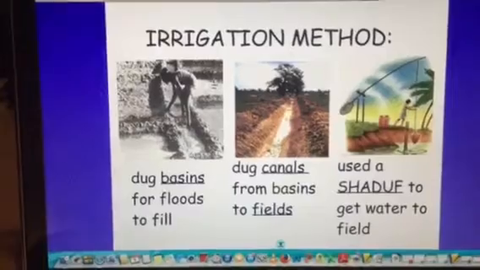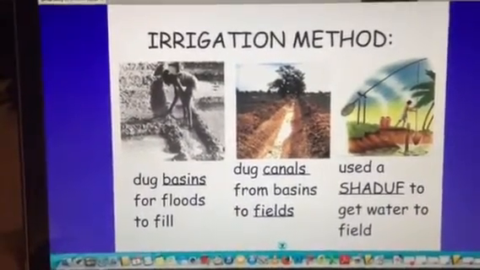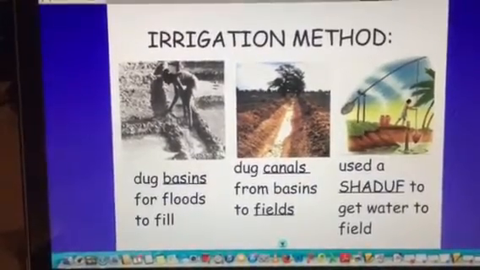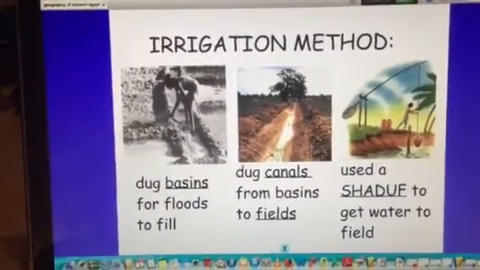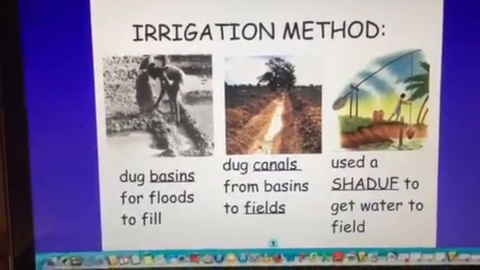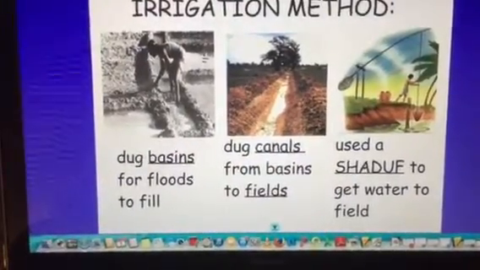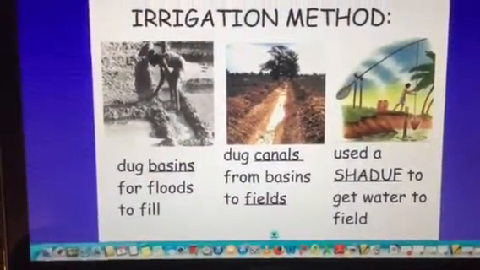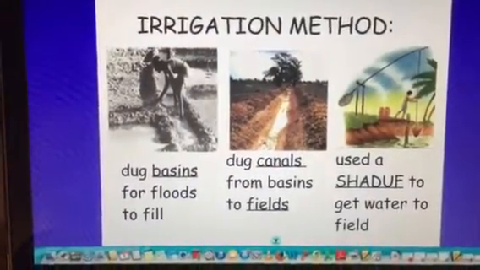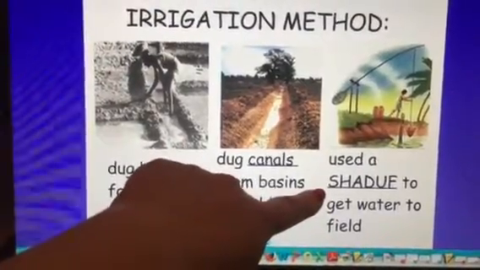Egypt had an irrigation method. They dug basins for the floods to fill so that the water would kind of pool up and they could use it. They dug canals from the basins to the fields so the water would kind of trickle in like you would in a river or creek. And then they used this cool gadget here called a shadoof. That's fun to say. Shadoof, right? In your textbook, it's spelled S-H-A-D-O-O-F. But on a lot of other places, you'll see it spelled just like this.